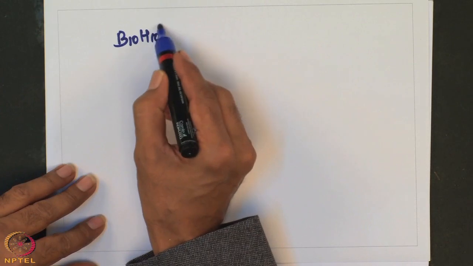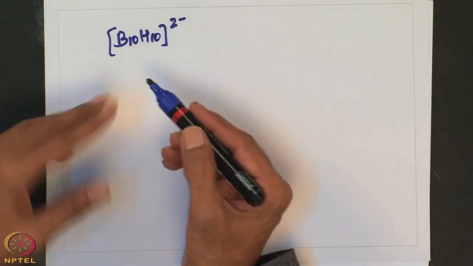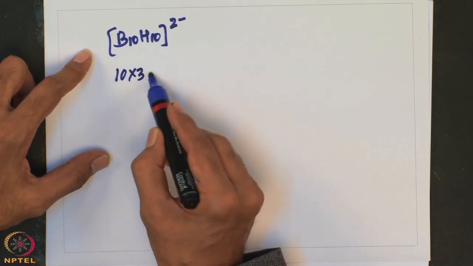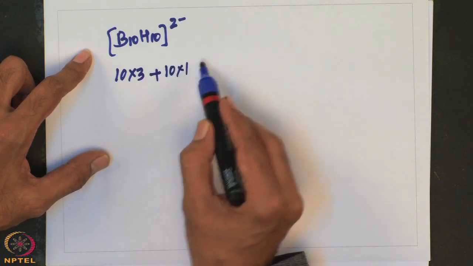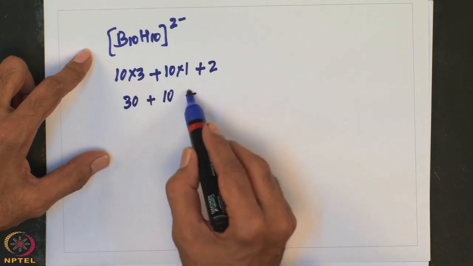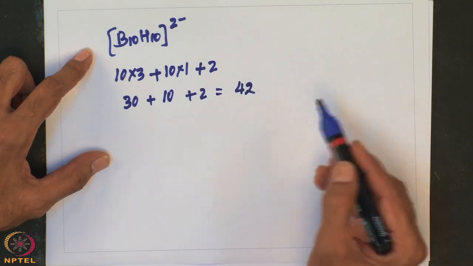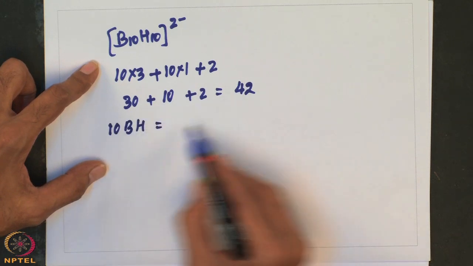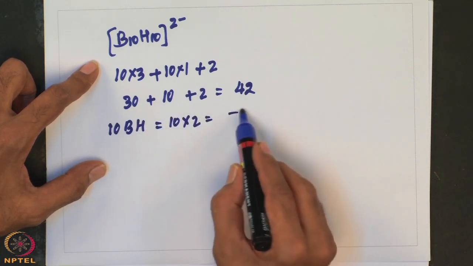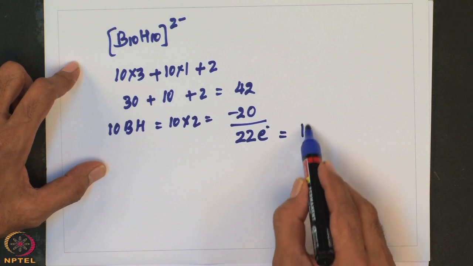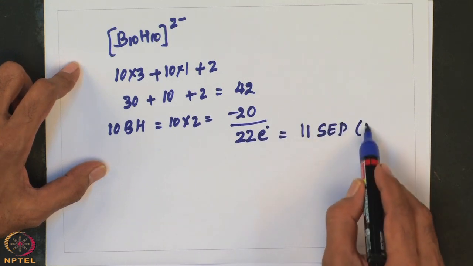So, about B10H10 2 minus. In the same fashion, we can count, each boron is giving 3 electrons, so 10 into 3, plus here 10 into 1, and plus the charge. So, here 30 plus 10, 40, plus 2. So, 42 electrons are there. Out of 42 electrons, we have to deduct for 10 BH bonds 20 electrons, 10 into 2. So, remaining 22 electrons are there. That will be 11 skeletal electron pairs. This will be n plus 1.